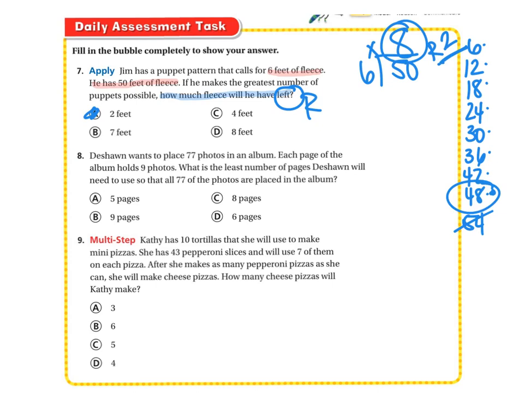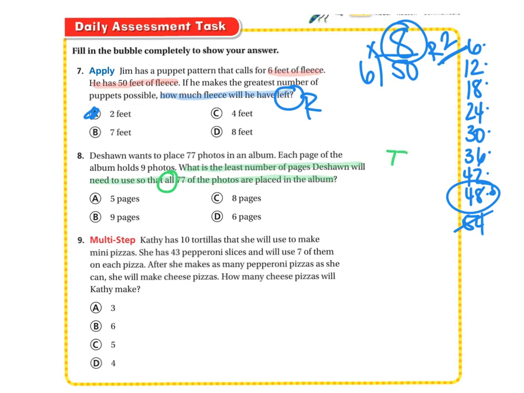The next one says, Deshaun wants to place 77 photos in an album. Each page of the album holds 9 photos. What is the least number of pages Deshaun will use so that all 77 photos are placed in the album? So again, this is where you've got to really look at your question. I hope me reading that to you lets you pick up on that key word, all. All of the pictures have to go in. So there's a good possibility this is going to be an add 1 question with how this divides out.